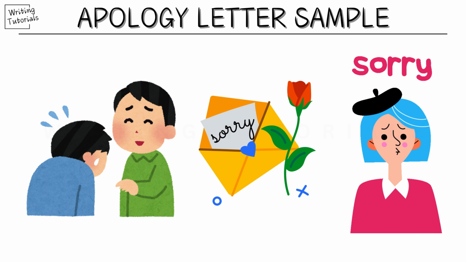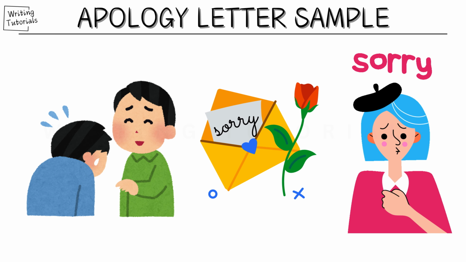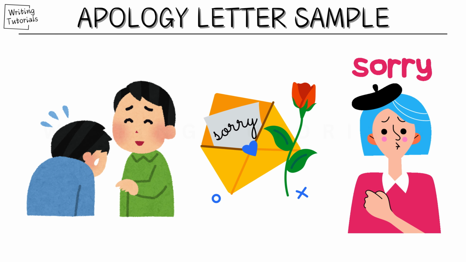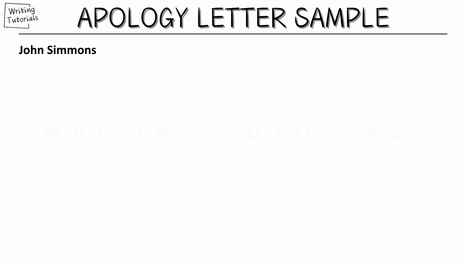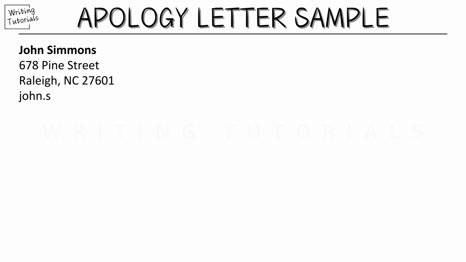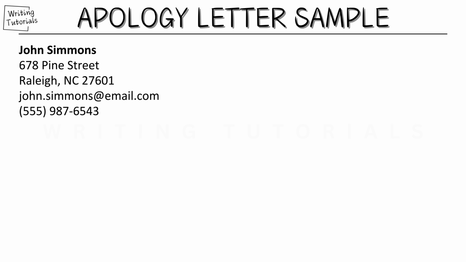I'll break the letter down paragraph by paragraph, explaining the purpose behind each sentence. Let's get started. Header section. Sender's information. First, let's take a look at the header of this letter. Here's how it starts. John Simmons, 678 Pine Street, Raleigh, North Carolina, 27601. John.Simmons@email.com. 555-987-6543. This section is where you include your name, address, email, and phone number.